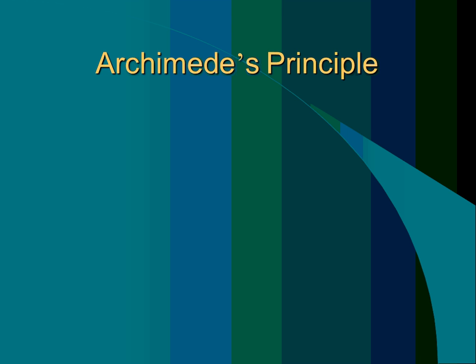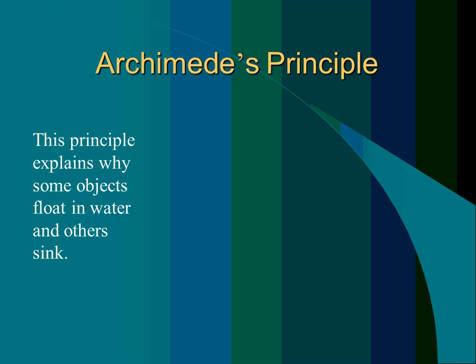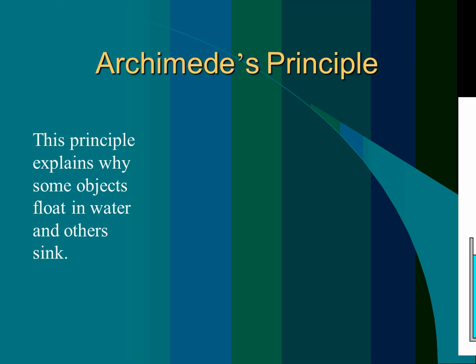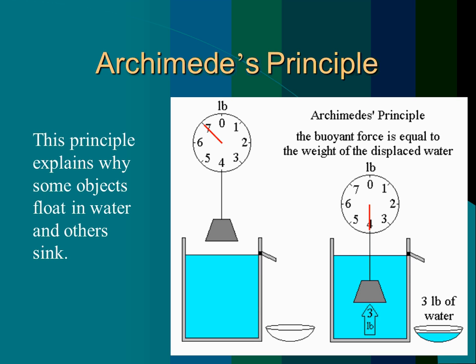Archimedes' principle. This principle explains why some objects float in water and others sink. Archimedes' principle: the buoyant force is equal to the weight of the displaced water.